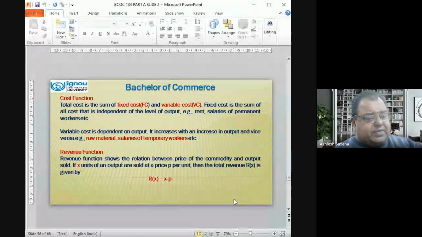Then comes your revenue function. Revenue is the product of price and units, which is the relation between the price of the commodity and output sold. That is, if x units of output are sold at price P, then the revenue will be Px.